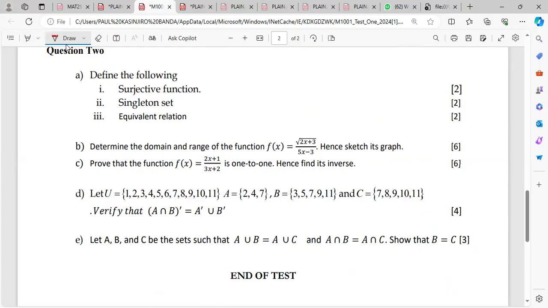So what are those? Anyone who can define what a surjective function is? Anyone who can try? What is a surjective function? Hello, no one knows. So if it came in the exam, you would have failed all of you.